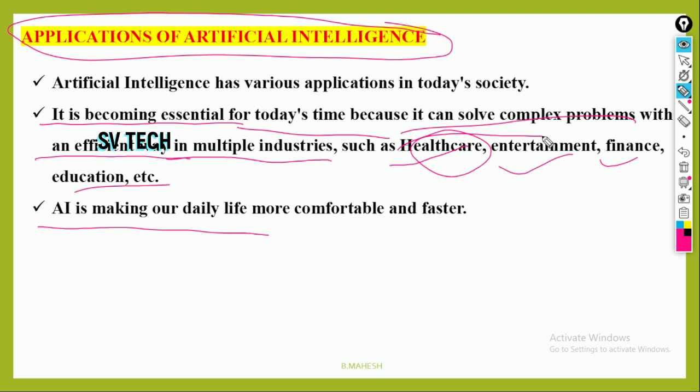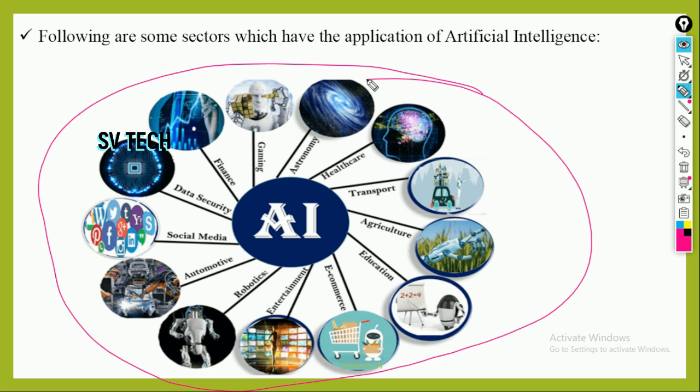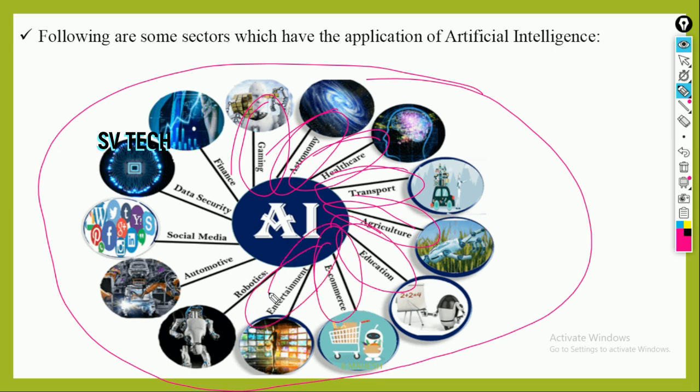Other than this also, AI is playing a very vital role in all industries. We will see which industries have applications of AI. Here we have a few sectors where we are using artificial intelligence closely and widely. The first is the gaming industry, astronomy, healthcare, transport, agriculture, education, e-commerce, entertainment, robotics, automotive, social media, data science, finance. These are the main areas where artificial intelligence is used widely. We will discuss each in detail here.